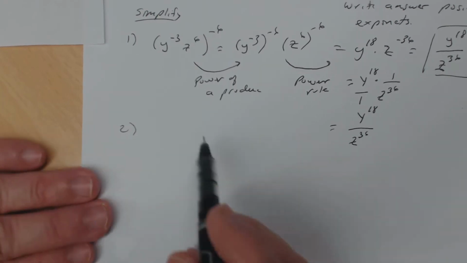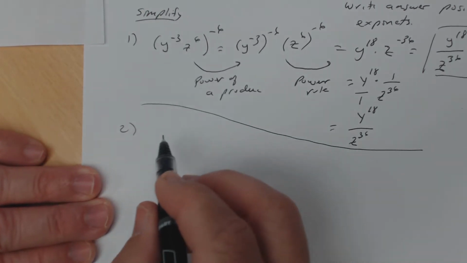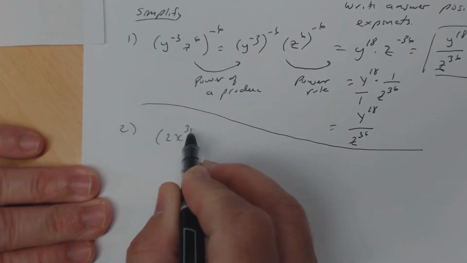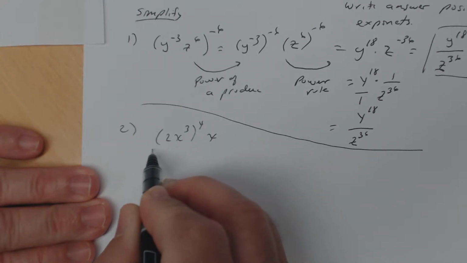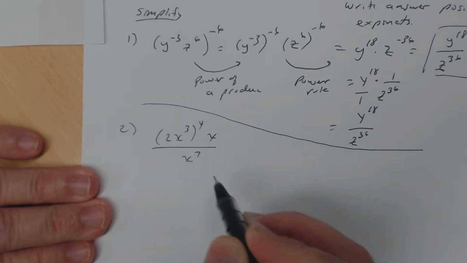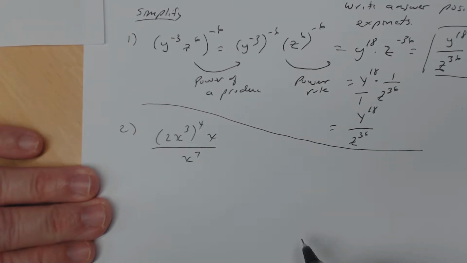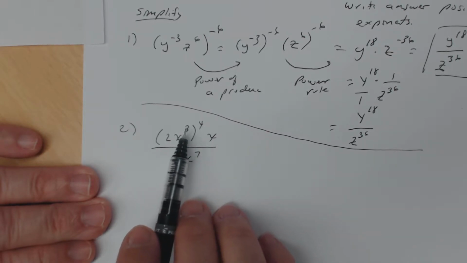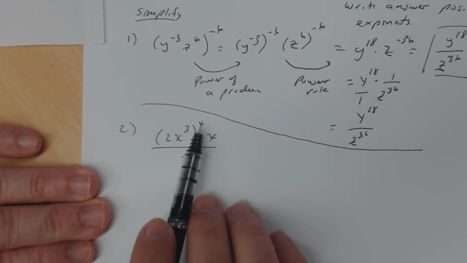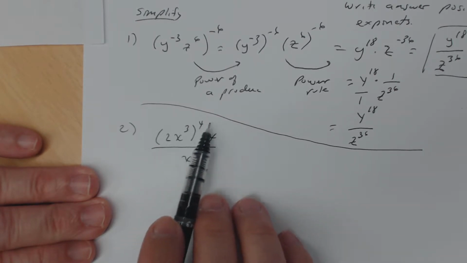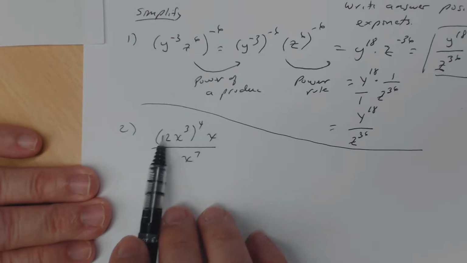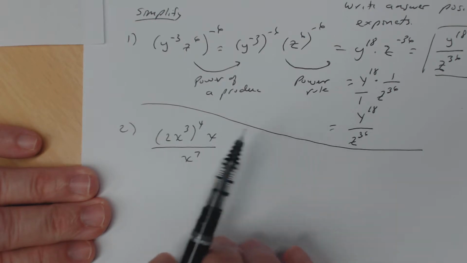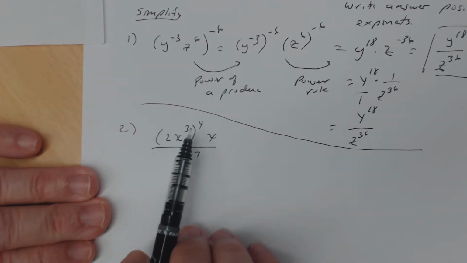Okay, number 2, suppose you had this. Suppose you had 2x cubed raised to the 4th power times x divided by x to the 7th. So again, be a little bit careful. If you notice the exponent 4, you're raising all of this to the 4th power. So you need to first of all deal with the power of a product before you use any other property. You need to deal with this first.